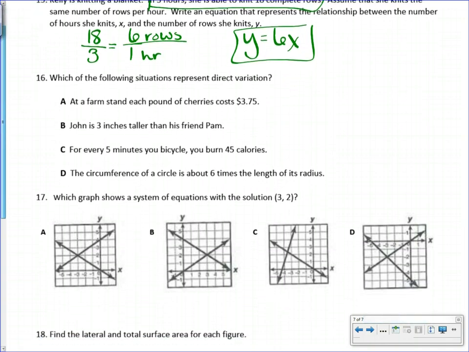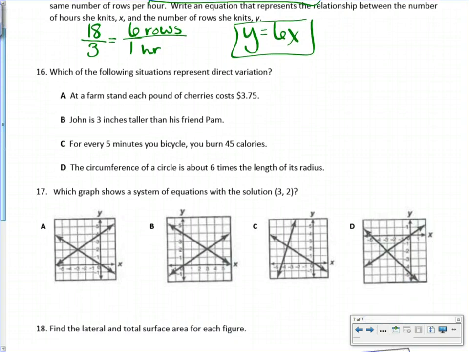Number 16, which of the following situations represent direct variation? So a farm stand, each pound of cherries costs $3.75. So that equation would be y equals 3.75x. This is proportional, which means it's direct variation.